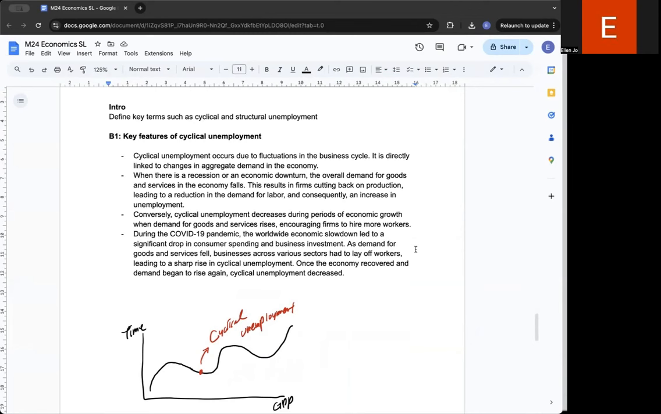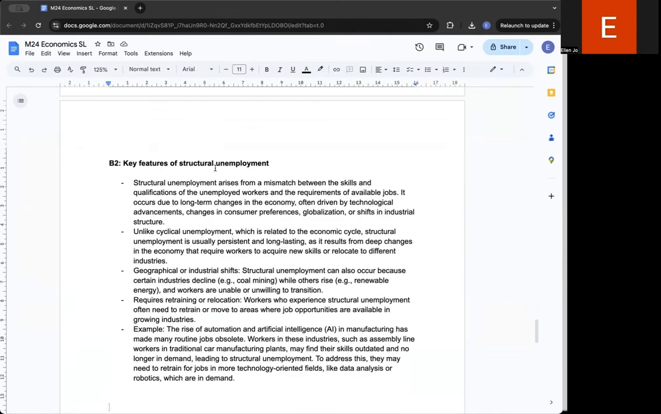And when there is a recession or an economic downturn, the overall demand for goods and services in the economy falls. This results in firms cutting back on production, leading to a reduction in the demand for labor, and consequently an increase in unemployment. Conversely, cyclical unemployment decreases during periods of economic growth, when demand for goods and services rises, encouraging firms to hire more workers. For your information, you can think of the COVID-19 pandemic time when there was huge unemployment. So this is the diagram you can use.